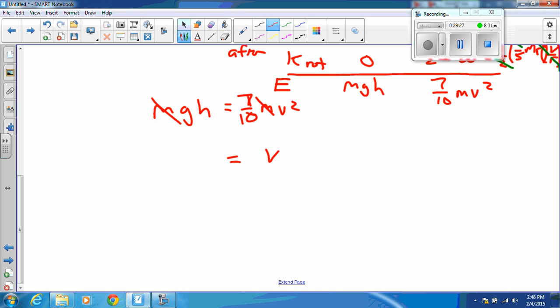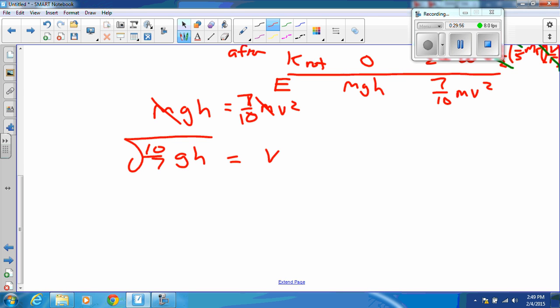To get rid of 7/10 on the right side, divide both sides by 7/10. Good. Dividing by 7/10 is the same as multiplying by what? 10/7. So what do I end up with? The square root of 10/7 times the rest. There you go. And there's my speed.